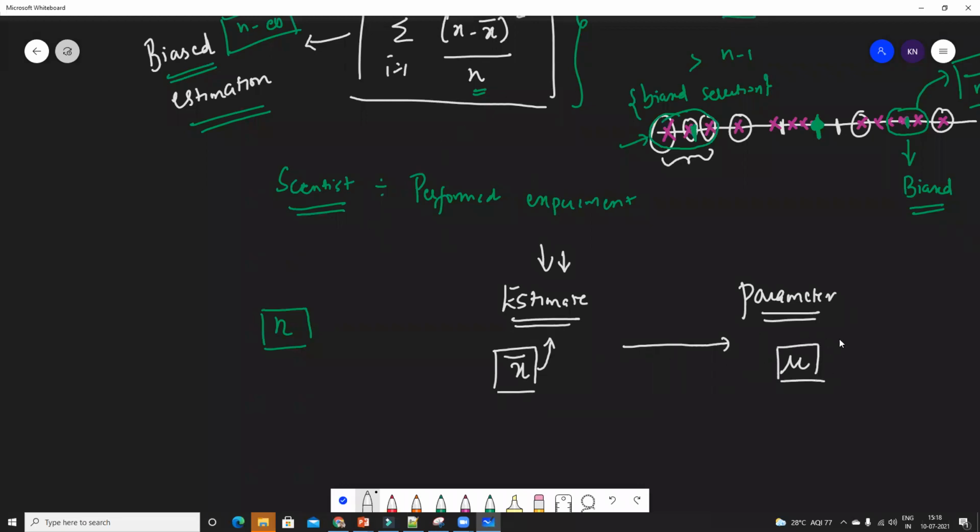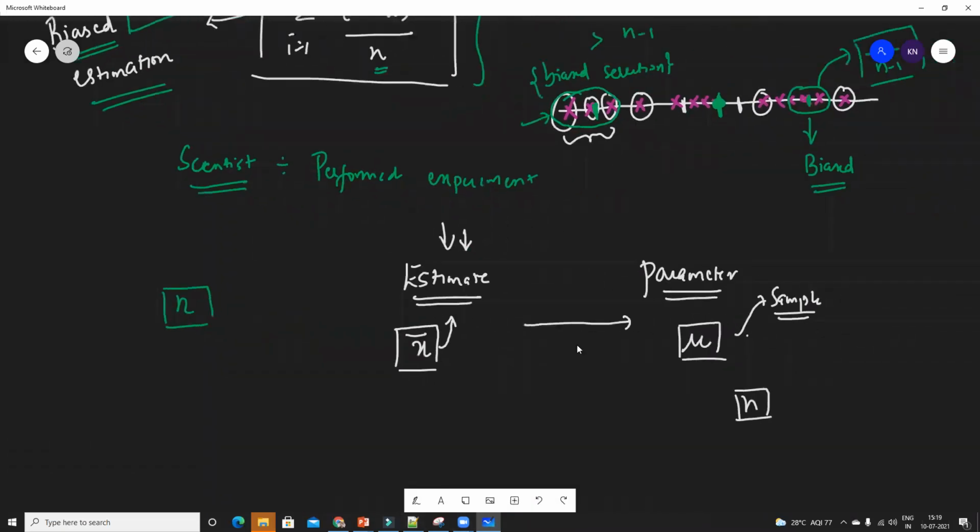Now, the scientists found out that whenever they picked some elements of samples and divided by n, this x bar was very, very less than the mean. Again, understand, guys, I'm repeating this.